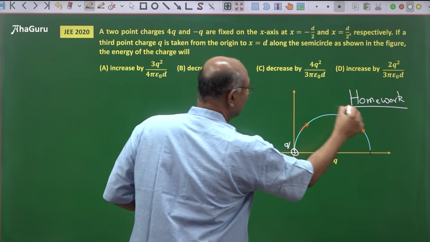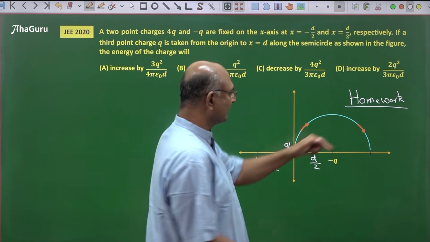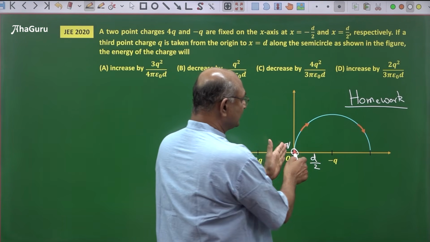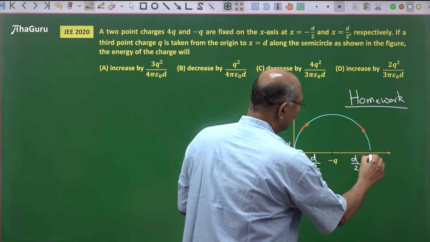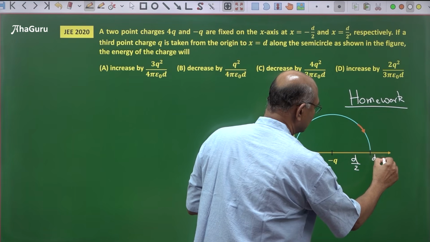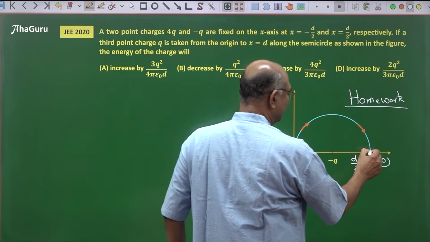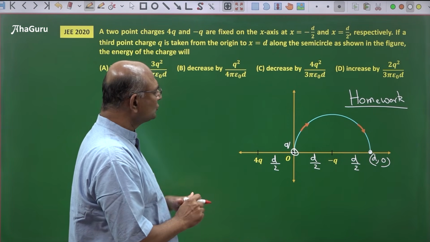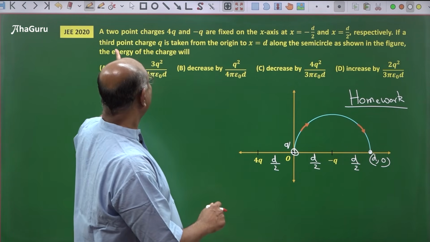A third point charge small q is taken from the origin to this point, which is x equal to d. But if x equal to d, this distance must be d, this is d by 2, this must also be d by 2, because here the point is x equal to d. So this is d comma 0 on the x-axis. So this charge is taken from here to there.